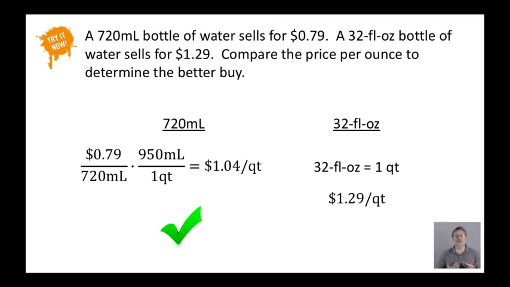At any rate, the result that I get should be the one that you get as well, $1.04 per quart, which again is cheaper than the 32 fluid ounce bottle by about a quarter or so. So once again, the 720 milliliter bottle is less expensive. In this case, the smaller size is less expensive.